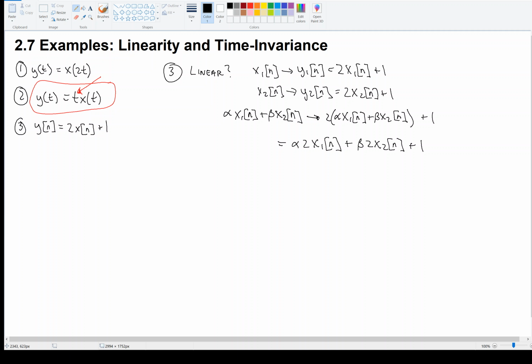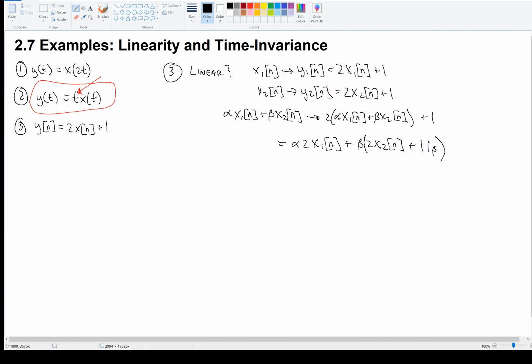of the output? So where is there a 2x plus 1 hanging around? No, there's not. Like this guy is 2x plus 1. If I factored out the beta, this is 2x2 plus 1 over beta. And then there's no 1 for this guy. So this is not the same. This is not alpha y1 plus beta y2.